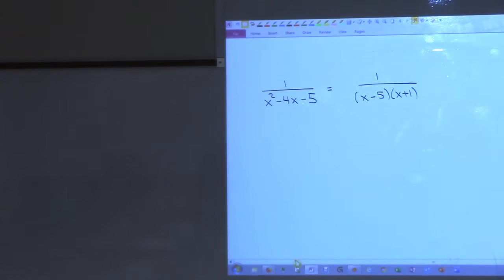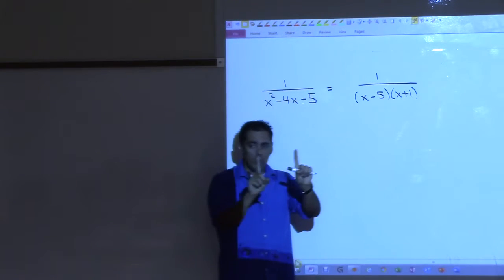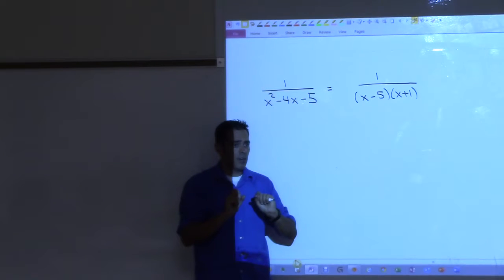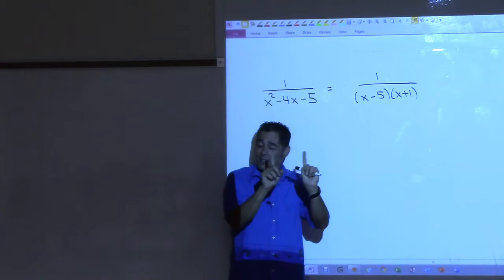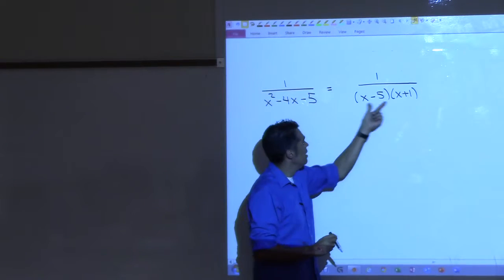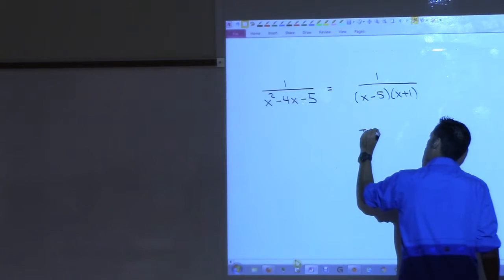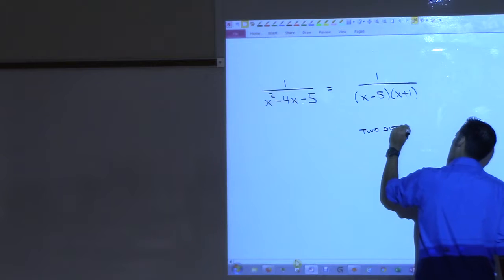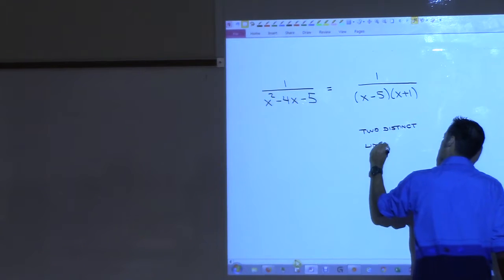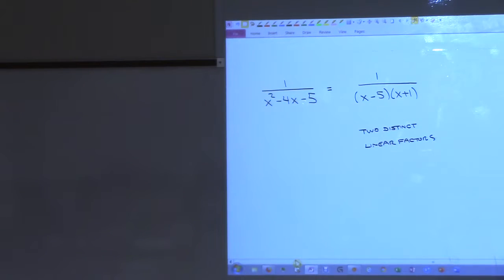Okay. Once you're there, you have to look at those factors and identify what type of factors they are. So this is a linear factor. Agreed? We have two linear factors, and they are distinct, which means they are not the same linear factor. Like this is x minus 5. This one is not x minus 5 also, right? These are distinct linear factors. So I'm going to write that down. This is two distinct linear factors. Yes?